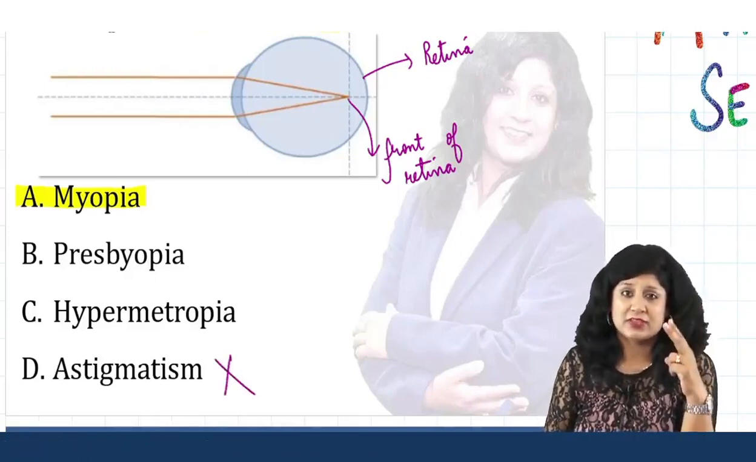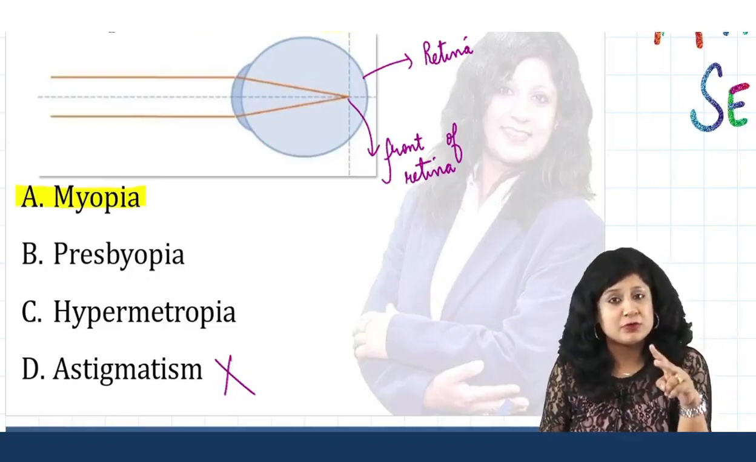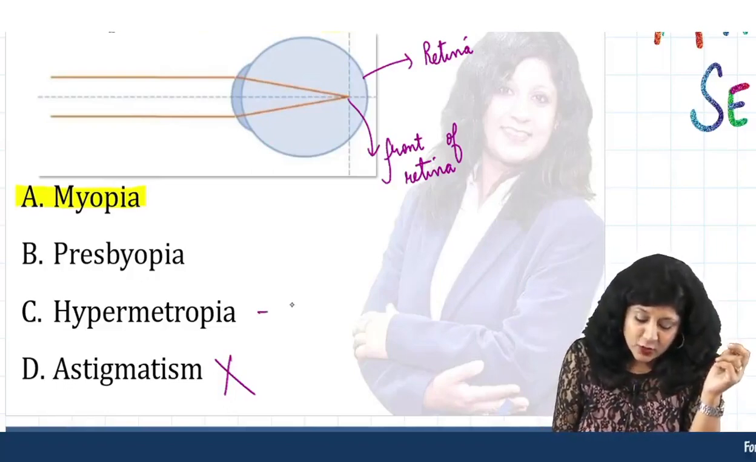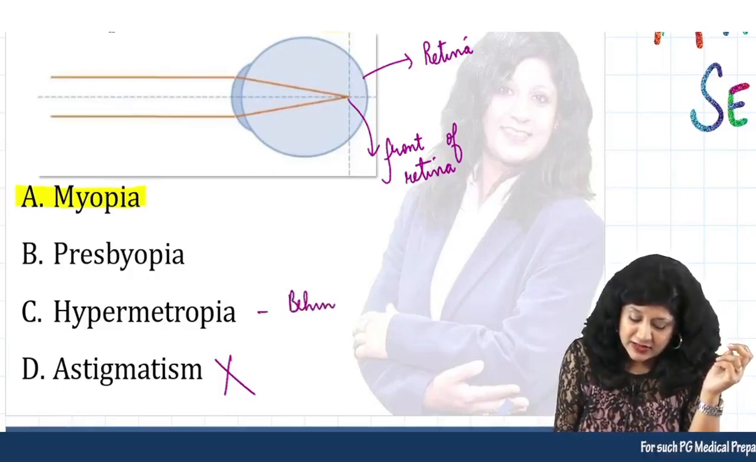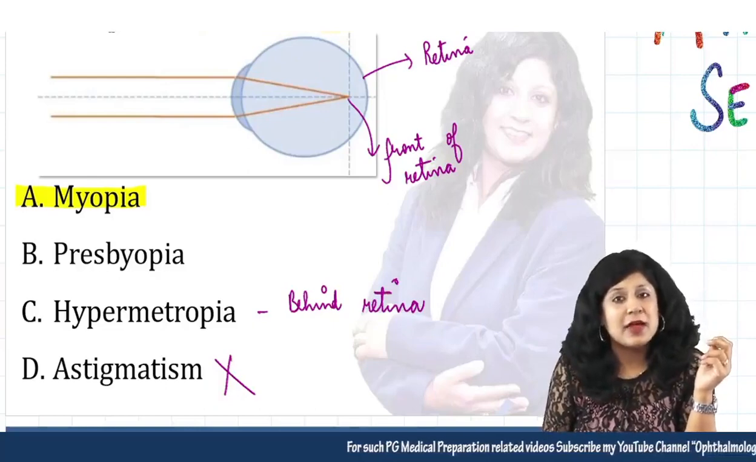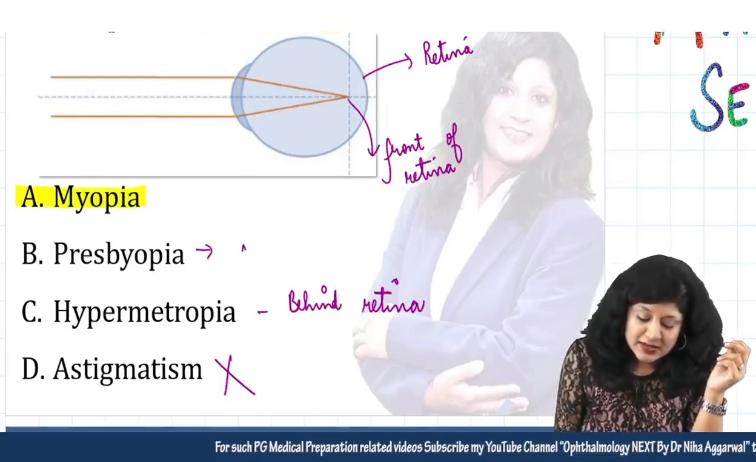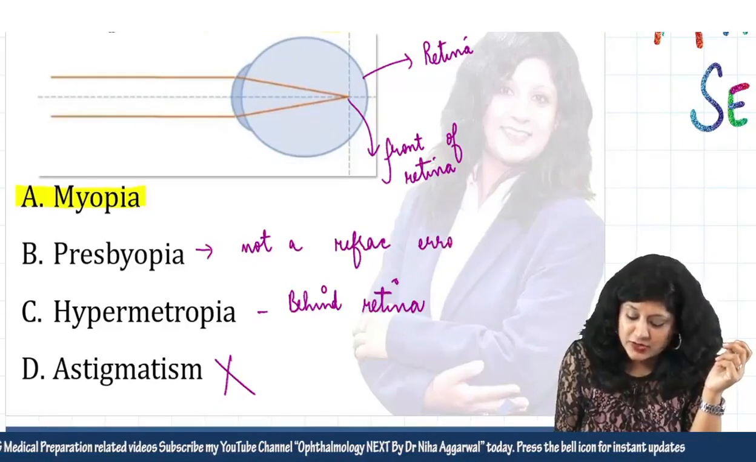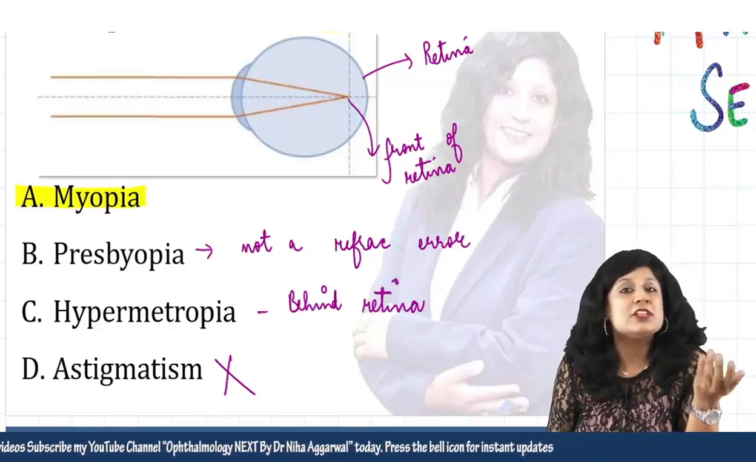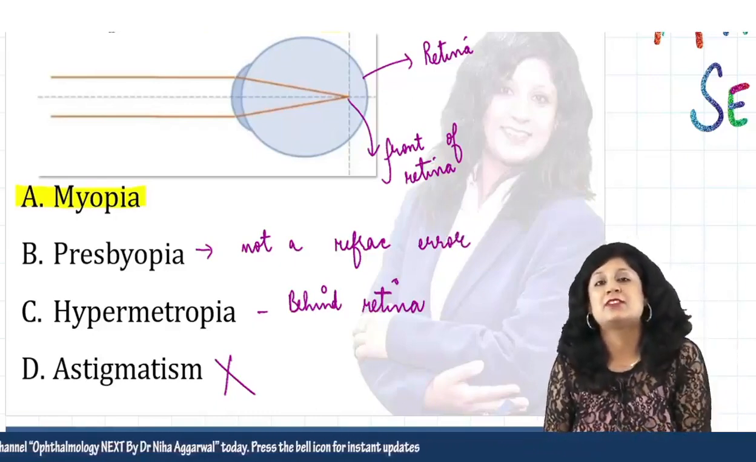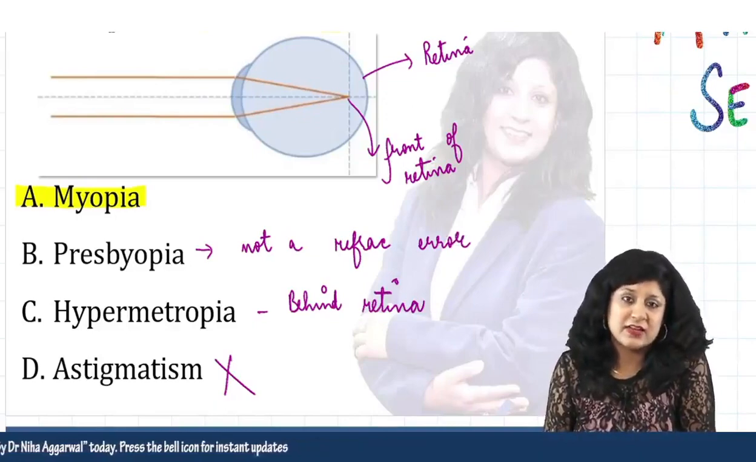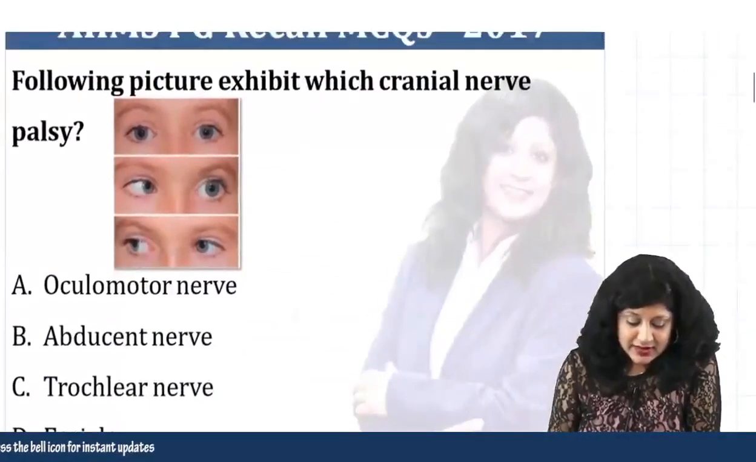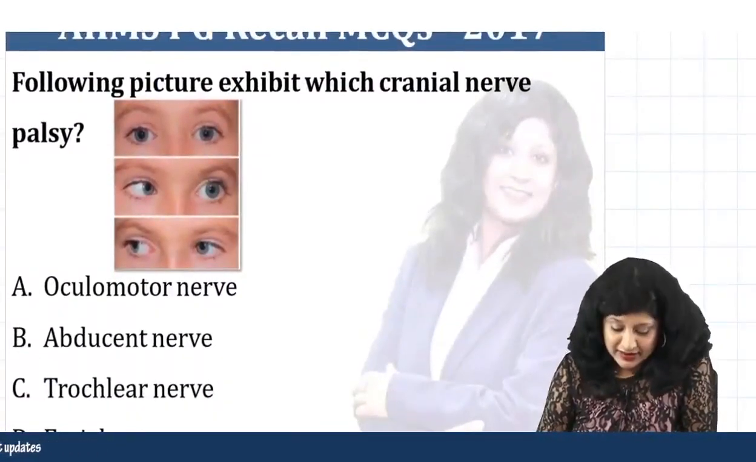Now you have two things, one is myopia and another is hypermetropia. In hypermetropia, it will go behind the retina, while in myopia it will be focused in front of the retina. Why not presbyopia? Because presbyopia is not a refractive error. Very important thing, presbyopia is not a refractive error. It is just a physiological insufficiency which is taking place due to the aging of the lens and the ciliary muscle.